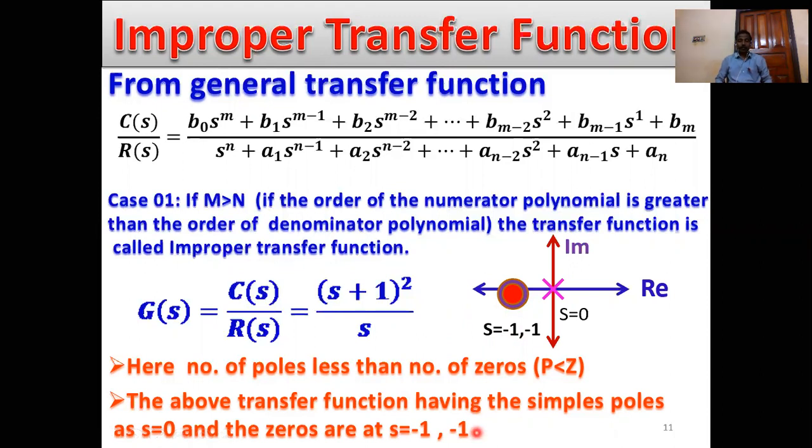In this case, two zeros are on the left-hand side of the s plane and one pole is at the origin.